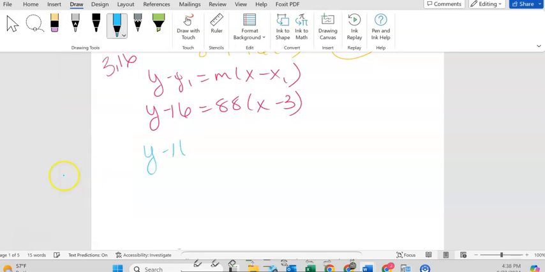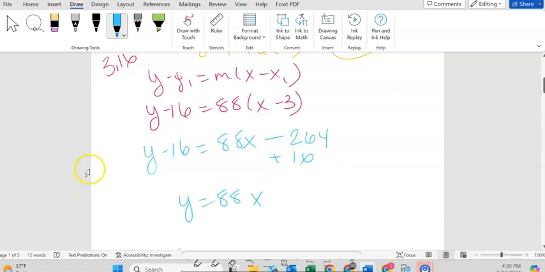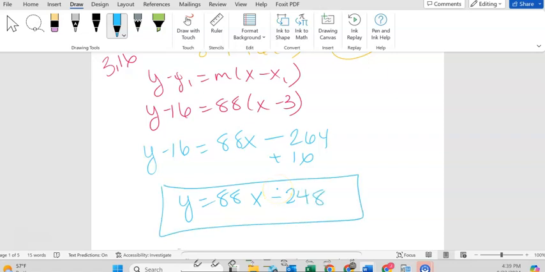So I have y minus 16 equals 88x minus, let me go pull up a calculator somewhere. I have it up. What do I got to do? I got to do 88 times 3. So this is 264. And then I'm going to add 16. So y equals 88x. So I'm really subtracting. Minus 248. So this is my tangent line at the point 3, 16 of that polynomial graph.